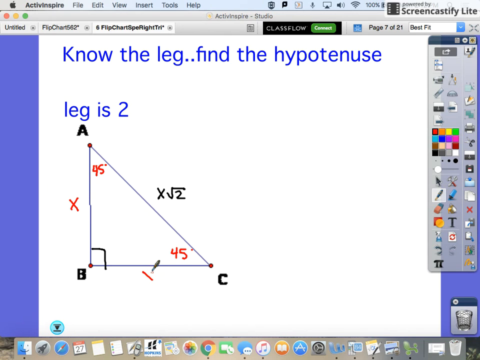So these sides are x and x. That's the first thing. Now what we are told is that the leg is 2. Conveniently, we already have these two sides. The leg is 2. The leg is 2. So if x is 2, this says to do x root 2, so it's going to be 2 root 2. Again, this x comes from x equaling 2. Fair enough?